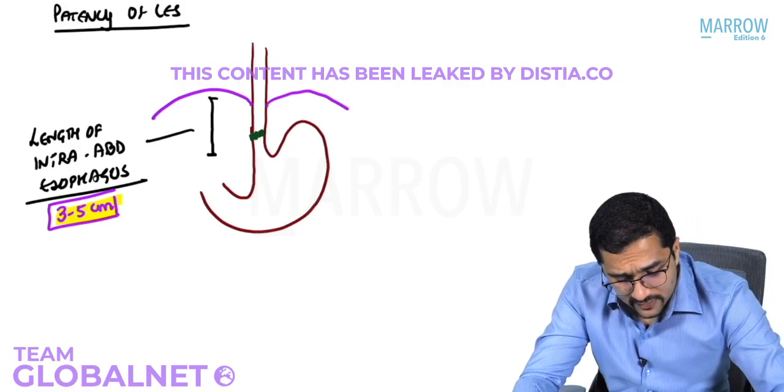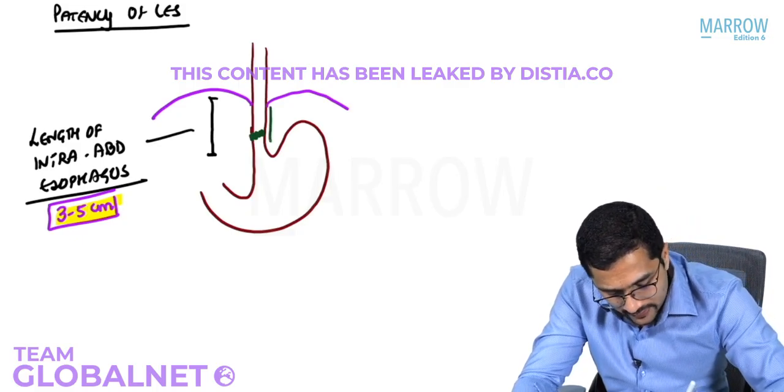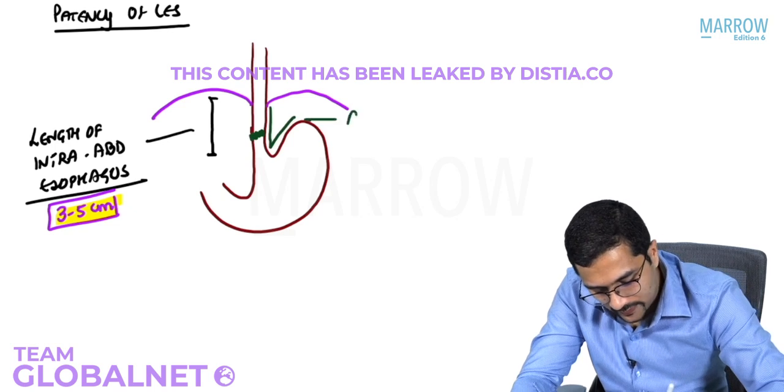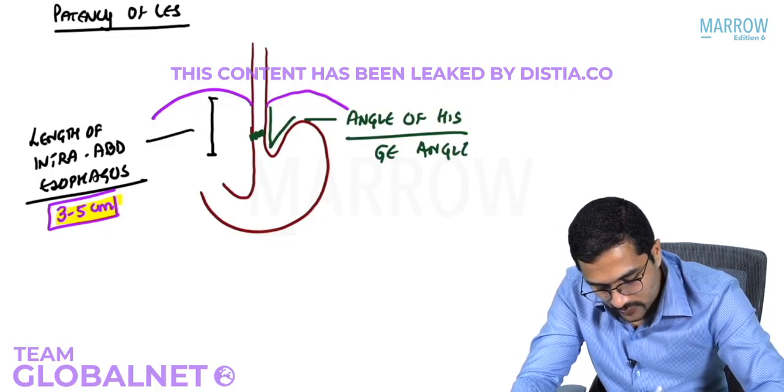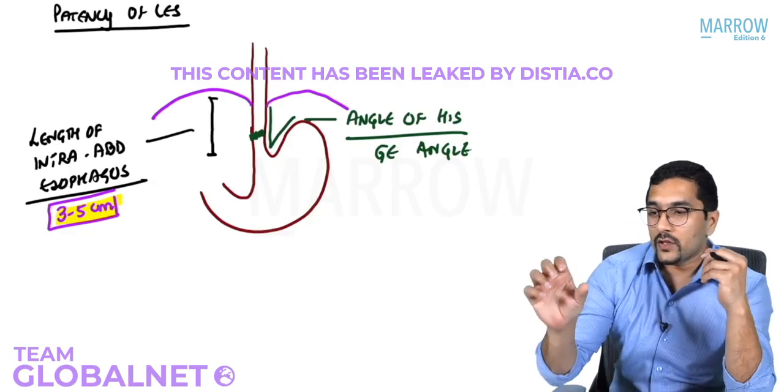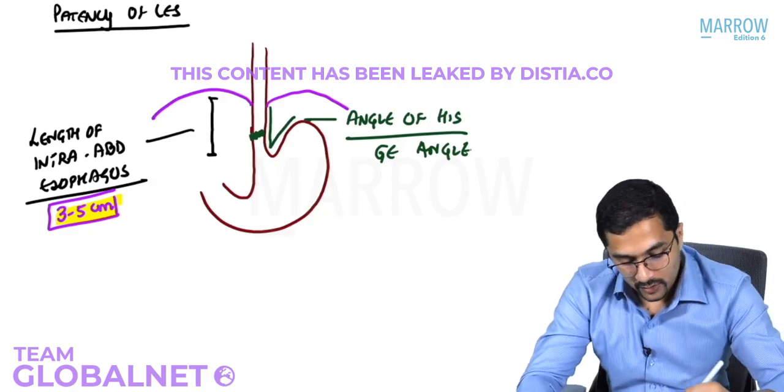The second factor is the angle of His. What is the angle of His? That is the gastroesophageal angle. Angle of His is the GE angle, gastroesophageal angle. This also helps in maintaining the patency of the lower esophageal sphincter and keeping it closed.